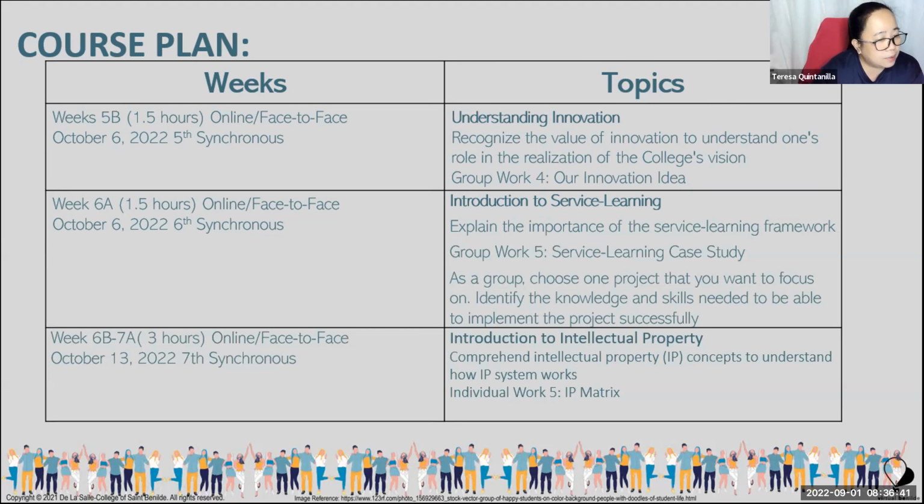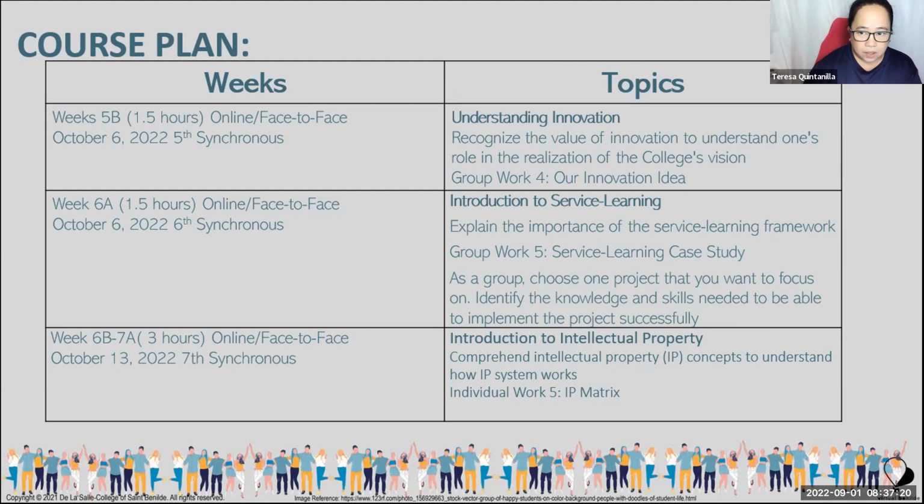Okay. Then for the 6th week, we have to introduce service learning, because most of our courses will have an inclusion of service learning. So service learning is like an OJT, but it's a group work. Okay. So for example, for a photography class, there is a service learning component. So what do you mean by that? You're learning how to take a picture and then serving a community.